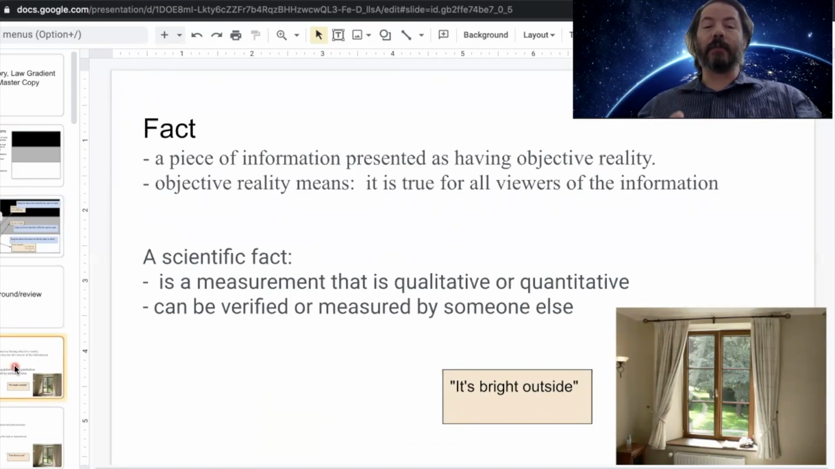A scientific fact specifically is a measurement that is qualitative or quantitative. Make sure you know those words from your vocab, and it can be verified or measured by someone else. For example, the example from our video that we watched last week: if it's bright outside, that's a statement of fact. We could say it's bright outside. And if you had a light meter, you could actually give a number to that with a unit of measurement.